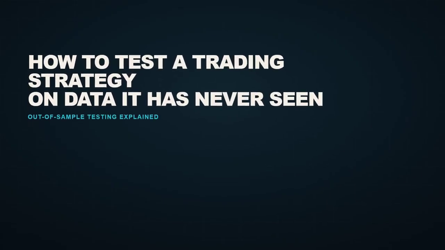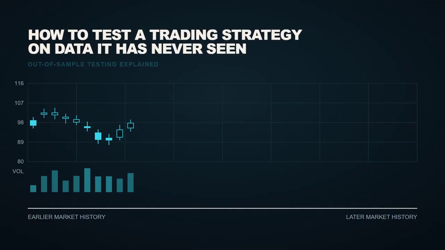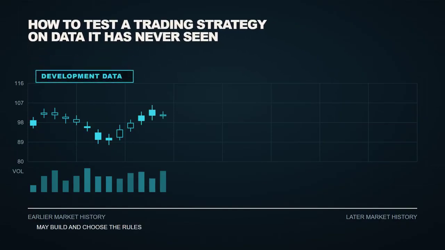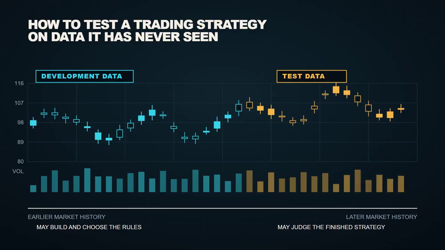How do you test a trading strategy on data it has never seen? First, separate the market history into two chronological parts. The earlier part is development data, the record you may use to build and choose the rules. The later part is test data. It can judge the finished strategy only if none of its prices, trades, or results influenced any choice.